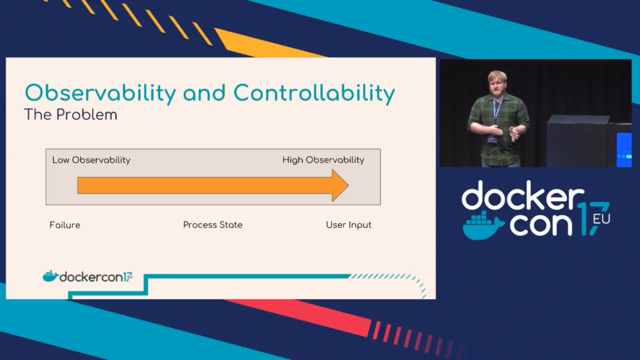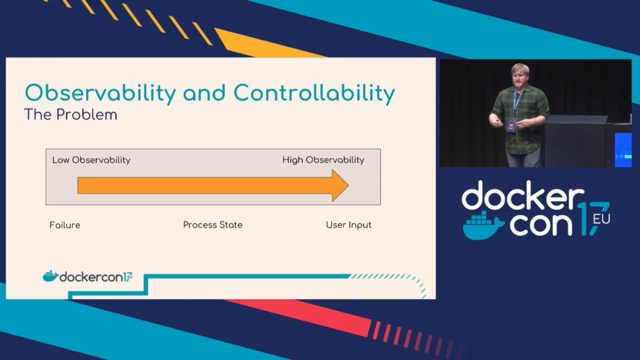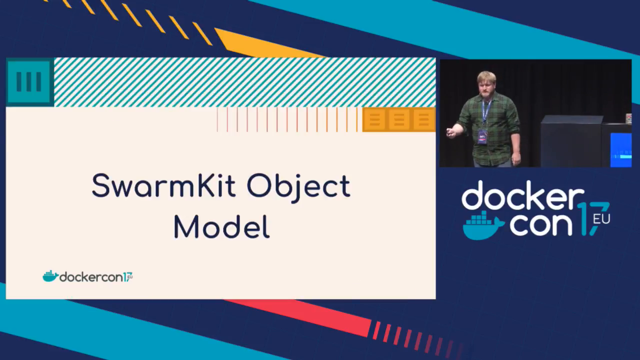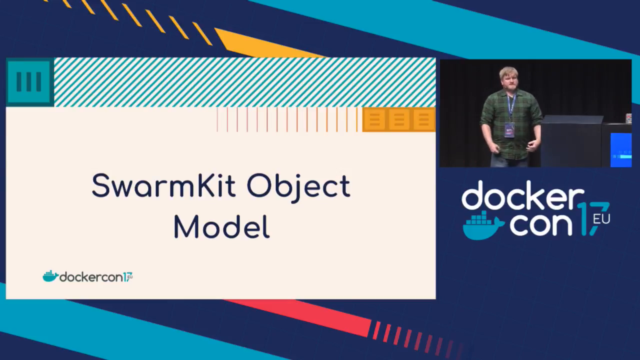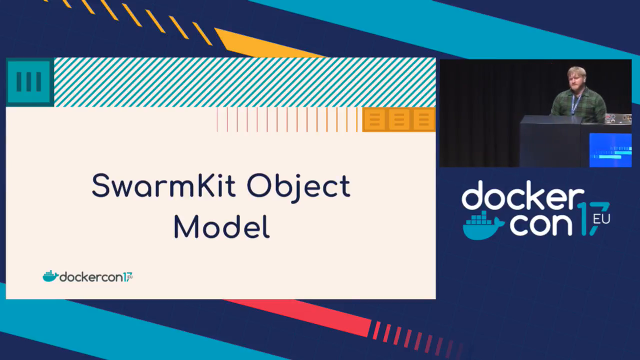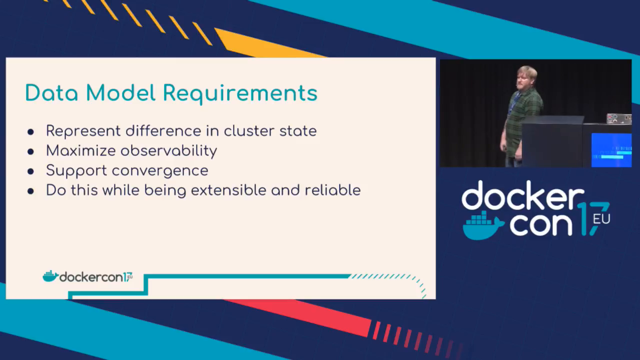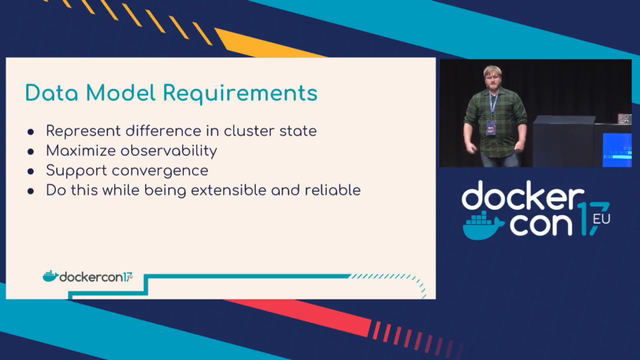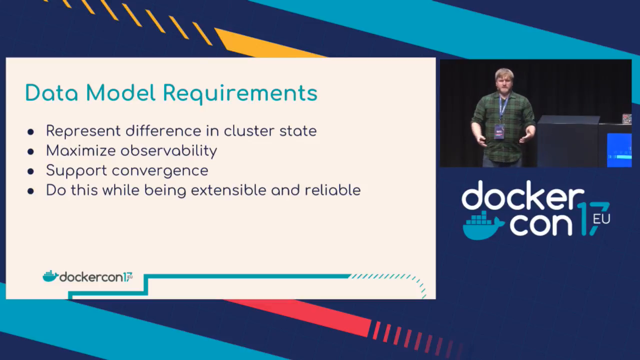And because of this variation in observability, it makes it harder to actually implement these things inside of a distributed system. So let's talk a little bit about how that connects to the SwarmKit object model and object models in general for orchestration systems. Basically, because of those requirements, because of this problem, our data model has these set of requirements. We need to represent the difference in cluster state efficiently.